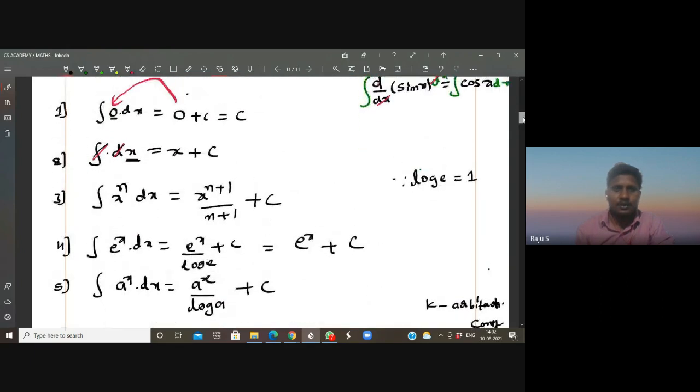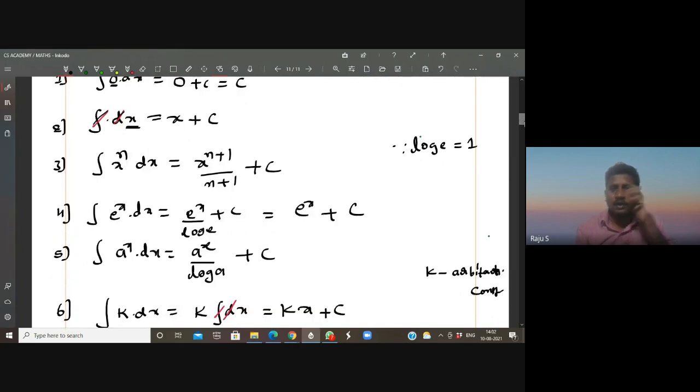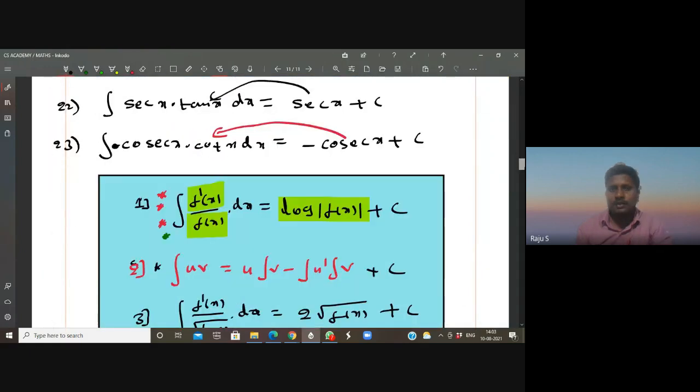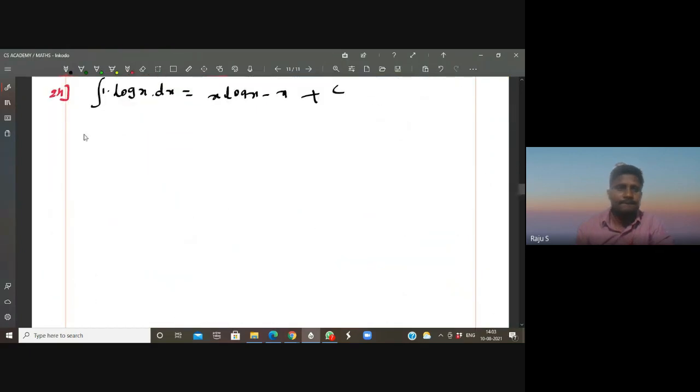Mainly you have to remember these basic formulas. Integral 0 is 0 plus c, nothing but c. Integral dx is x plus c. Integral x power n is like that. With the help of this, I'm going to write two more formulas.